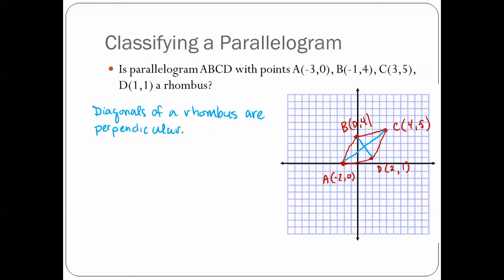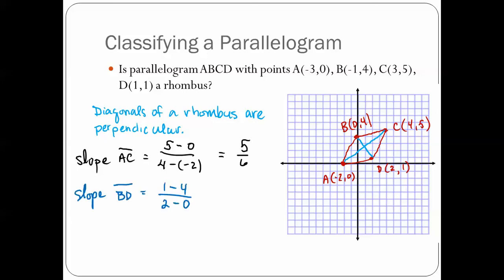So for this, we're going to use the slope formula. So I'm going to first start by finding the slope of AC. So I go ahead and plug in my values into the slope formula and I get a slope of 5/6. Now I'm going to find the slope of the other diagonal, BD. When I do that, I get -3/2.